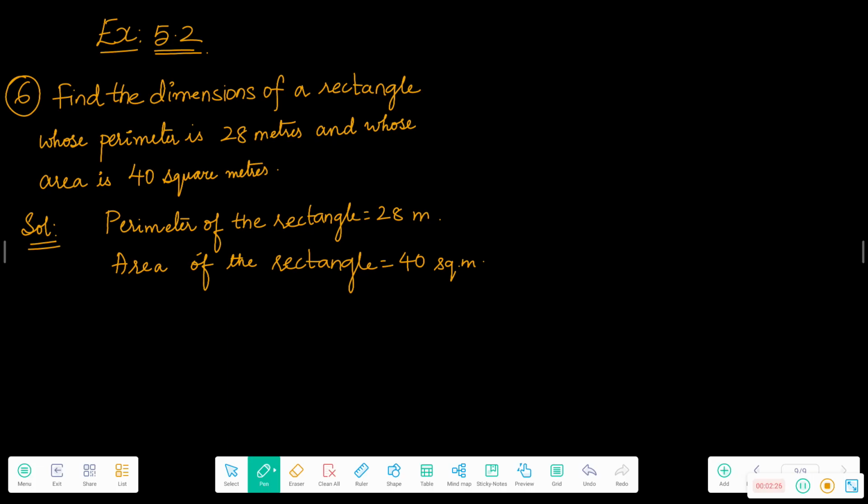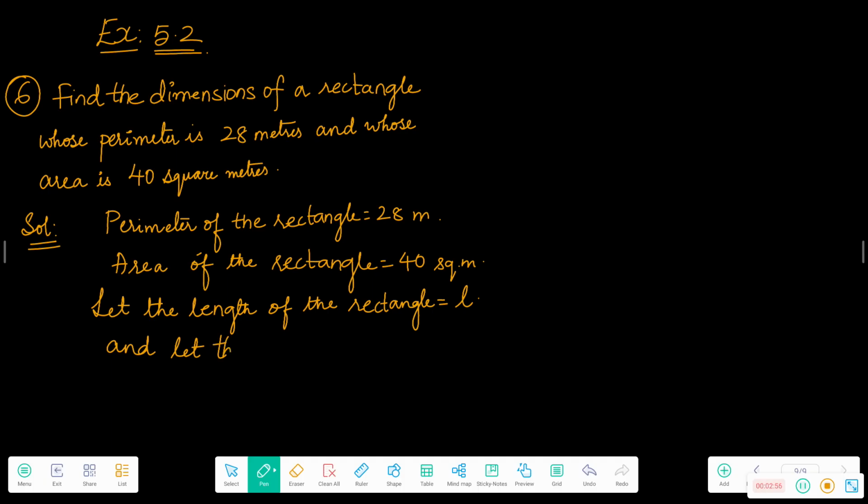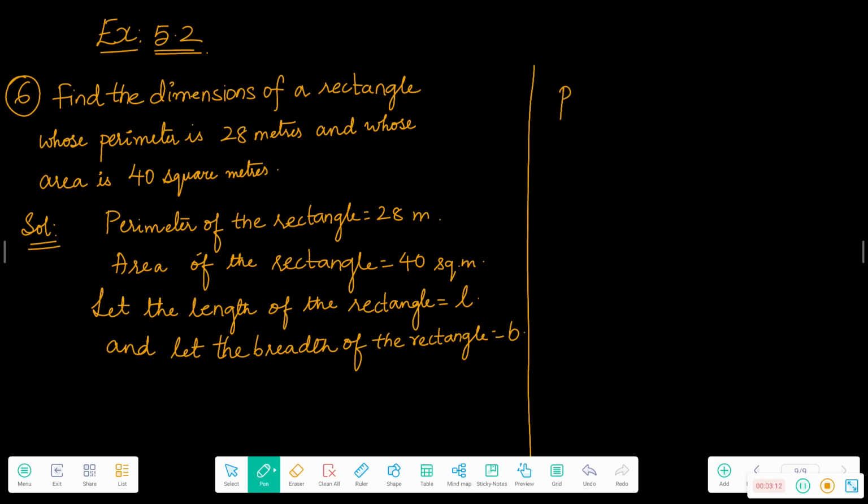So let us assume the length of the rectangle be L meters, and let the breadth of the rectangle be B meters.